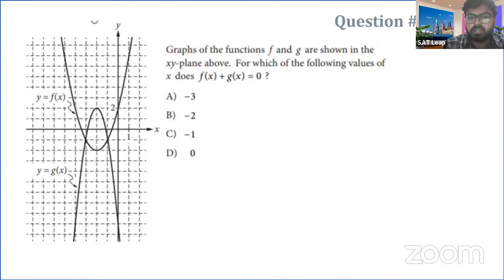So this is the question here, and the question says graphs of the functions are shown in the xy plane. For which of the following values of x does f of x plus g of x equal 0? I think this is easy, so you can answer quickly for me. You already have the graphs of f x and g x given to you, and it's asking for which of the following values of x f x plus g x is 0.